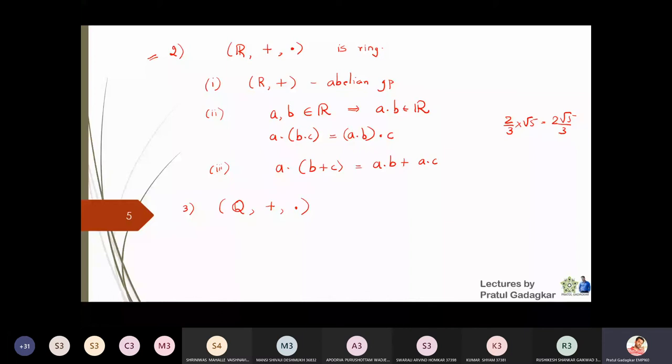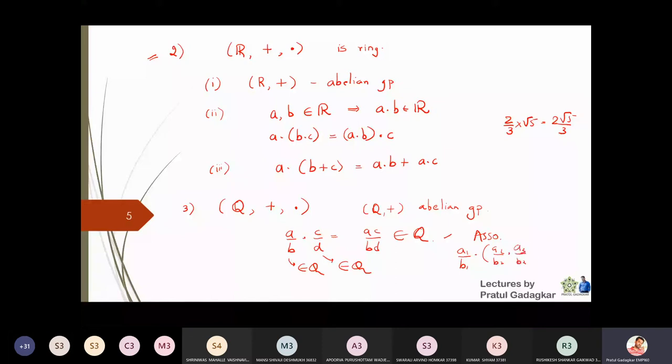And if I take two rational numbers A by B and multiply it by C by D, it is AC by BD. So this is a rational number, and their multiplication is also a rational number. So it is also closed with respect to multiplication. Clearly, (Q, plus) is an abelian group. We have checked that. Now Q is also closed with respect to multiplication. Associativity with respect to multiplication also holds. If I take three rational numbers A1 by B1, multiplied by A2 by B2, and then multiplied by A3 by B3, if I change the brackets, we will get the same answer. So associativity also clearly holds, right?